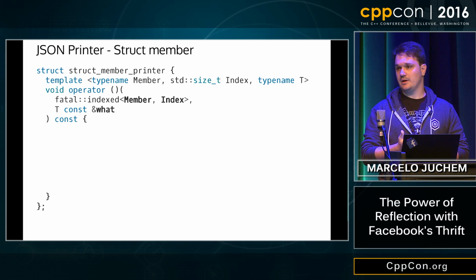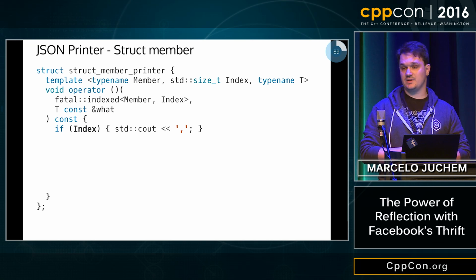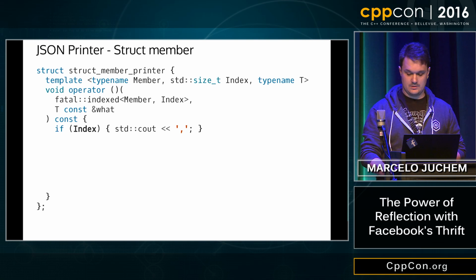It receives the member and the index like we saw before. This is just boilerplate, and it will also repeat for every single visitor you see. But it's simply you receive the type information first as a tag, either indexed or not, and whatever arguments you've passed to for each. And then you can simply say, if it's not the first element, print a comma.